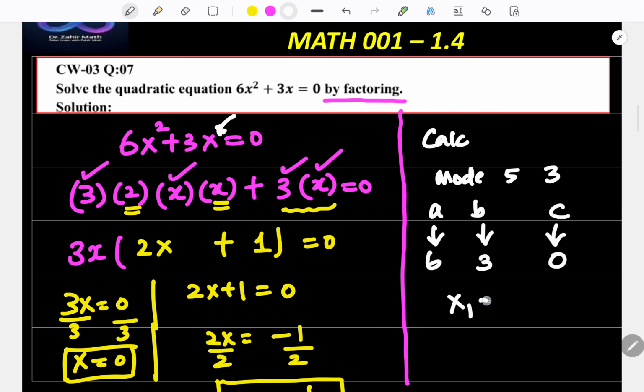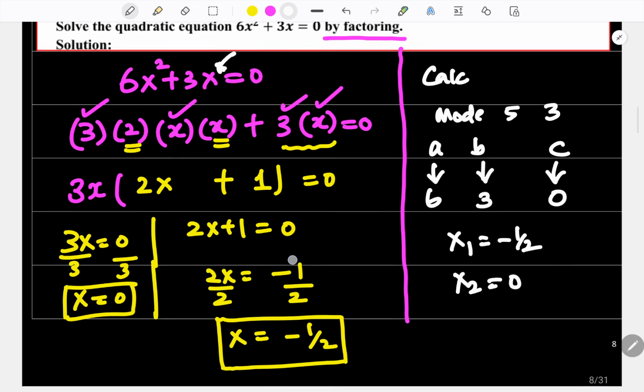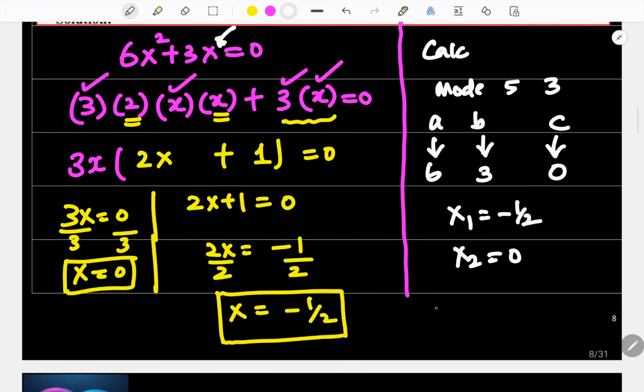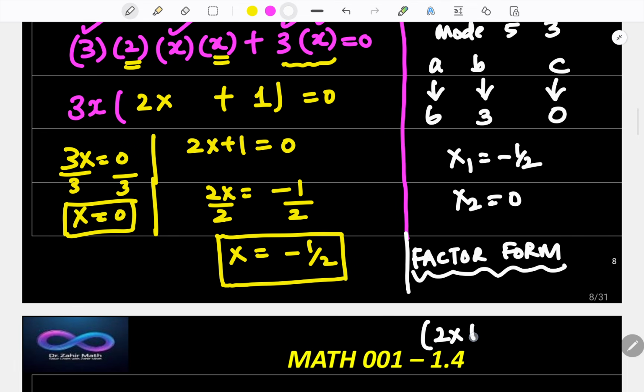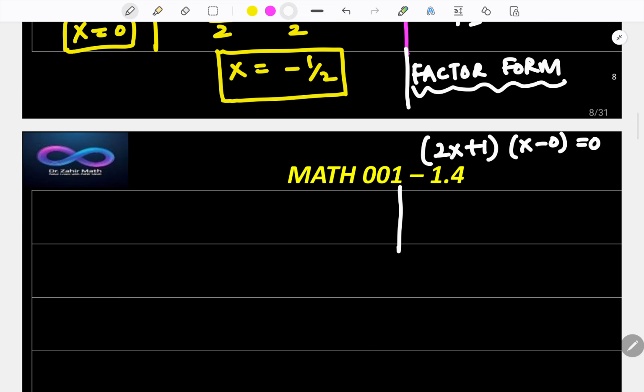Yes, x is equal to what? Negative half. Okay. And x2 is equal to what? 0. So if it is like this, we are going to write the factor form, right? So what do you mean by factor form? We are going to write the factor form as 2x plus 1, like this, and then x minus 0 equal to 0. When two products are equal to 0, 2x plus 1 equal to 0, x minus 0 equal to 0.